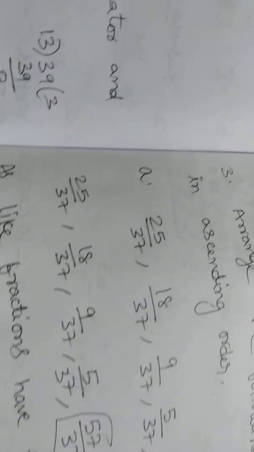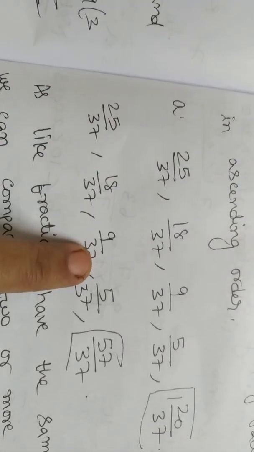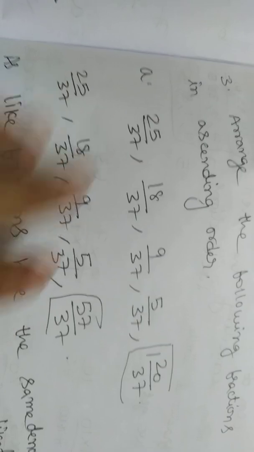So I am doing from section 3 in the notes. Arrange the following fractions in ascending order. So here 25 by 37, 18 by 37, 9 by 37, 5 by 37, mixed fraction. Are you seeing? So here all denominators are same, means these are like fractions. Now compare the numerators and write down in ascending order.